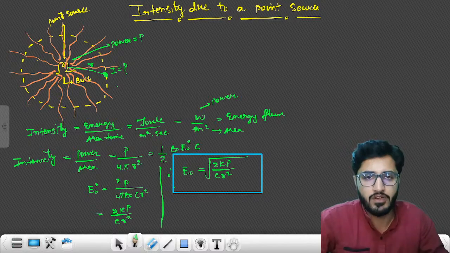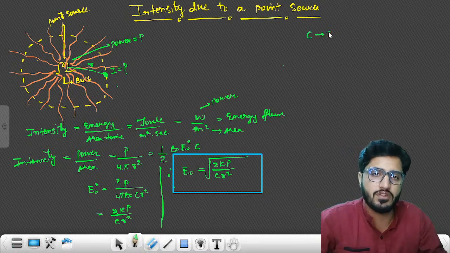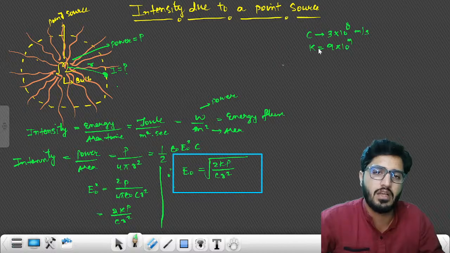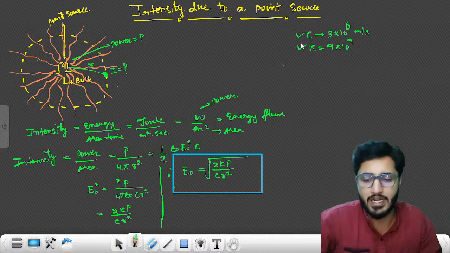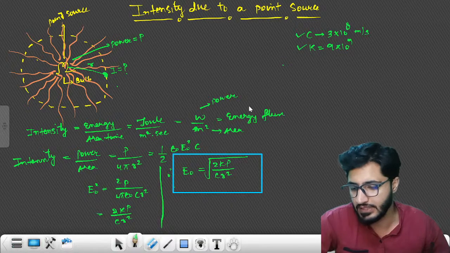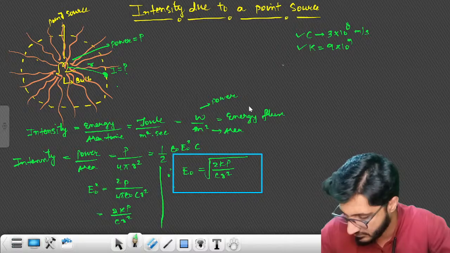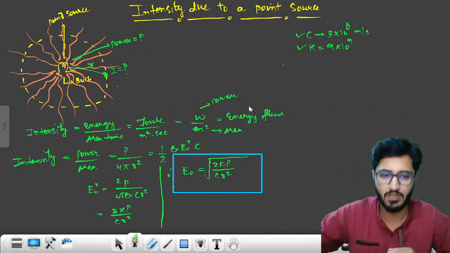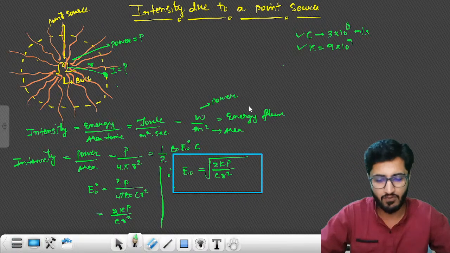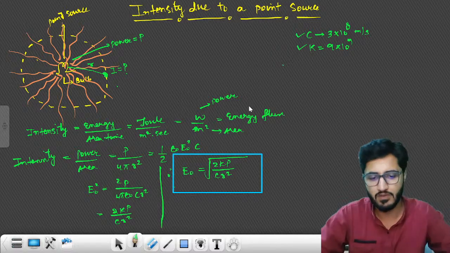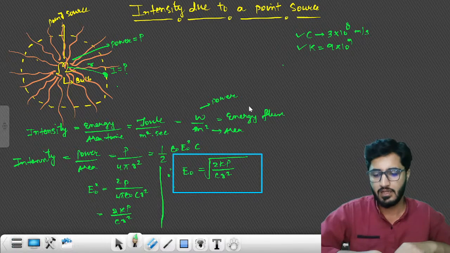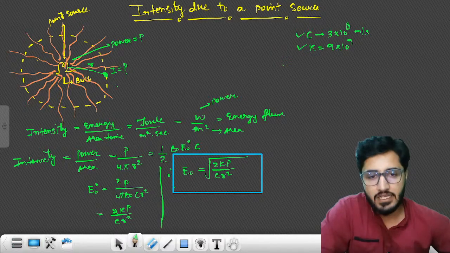And we know what C is. C is equal to 3 into 10 to the power 8 meter per second. And K is a constant, 9 into 10 to the power 9, and we did this constant in electrostatics. Easy or super easy? Easy, no? These things are very easy, you need to understand each and everything. Then we'll have a chit chat about it.